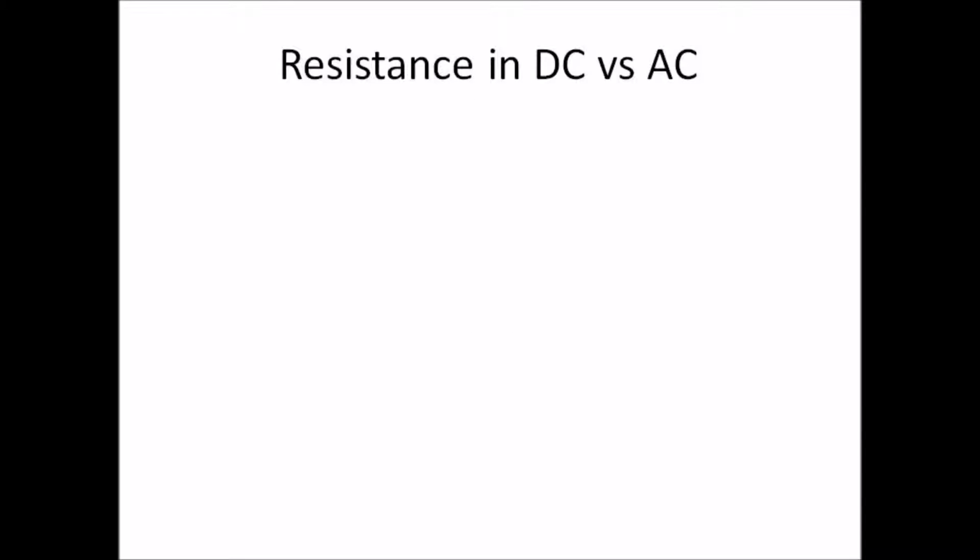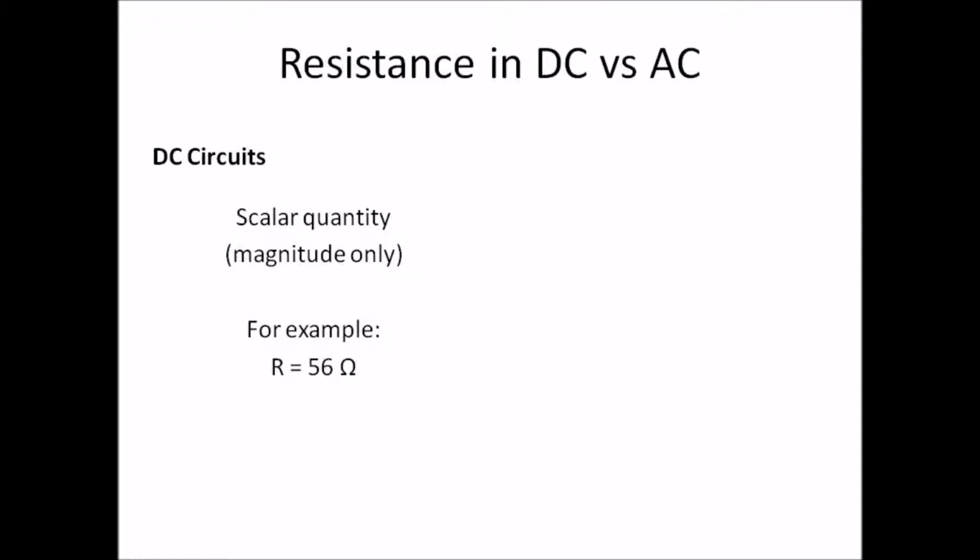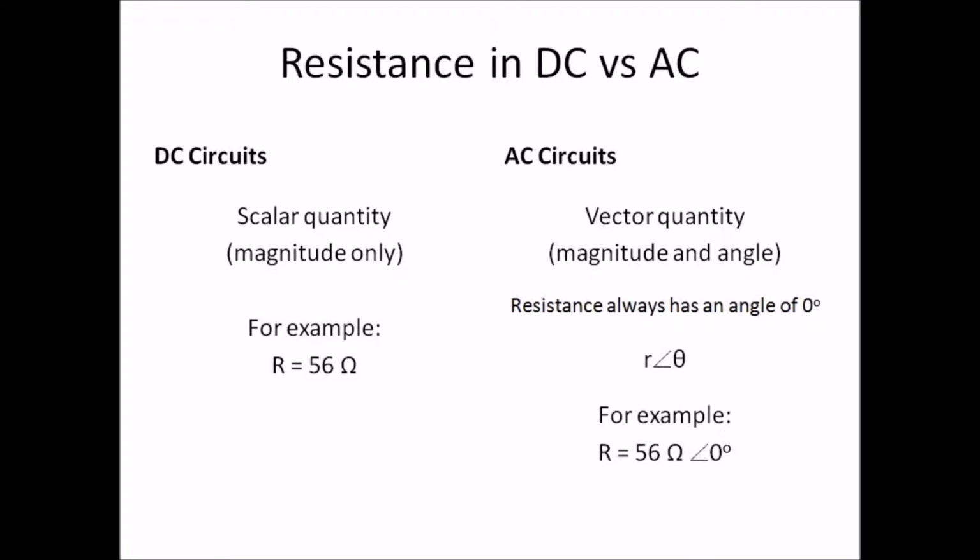Finally, we'll look at notation. In a DC circuit, resistance is denoted as a scalar quantity, meaning it has magnitude only, while in an AC circuit it is considered a vector quantity, meaning it has magnitude and angle. You'll look at this in more detail later.